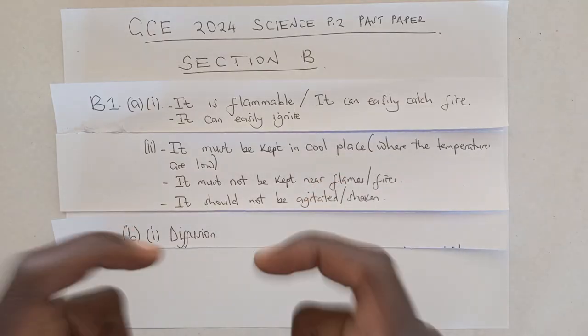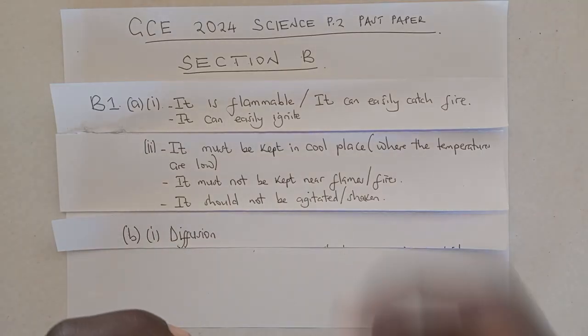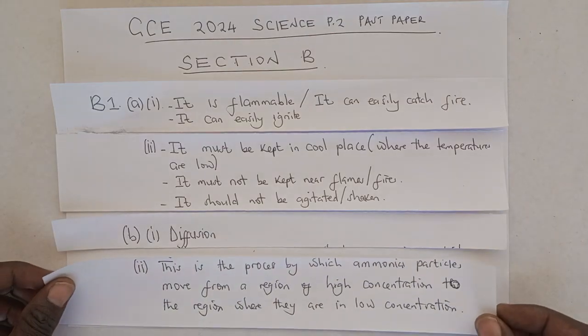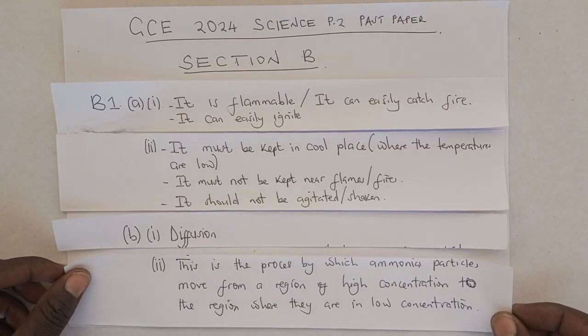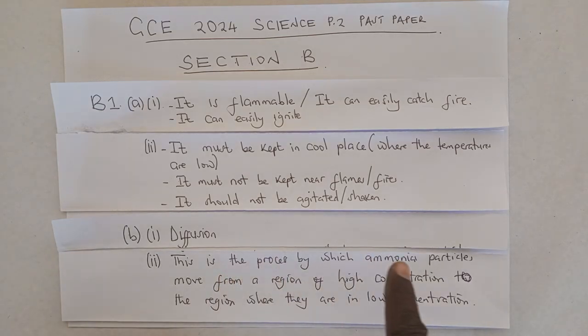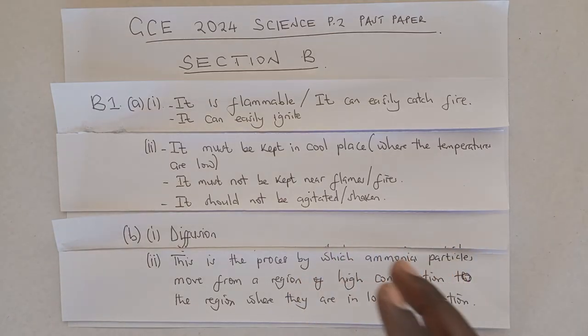But in this case, we are talking about ammonia. So instead of saying particles, we should include ammonia particles. So the definition for diffusion would be this: diffusion is the process by which ammonia particles move from a region of high concentration to the region where they are in low concentration. That is the definition for diffusion.